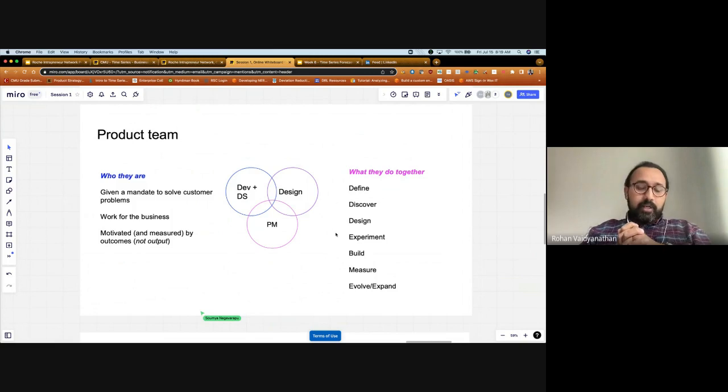I think the best outcomes that we have seen are where the entire team is solving the same customer problem, and they're motivated by a single outcome. And all these three groups have their certain skills, they know their boundaries, and it's the job of the product manager to make sure it is clear how we are bringing the team together.